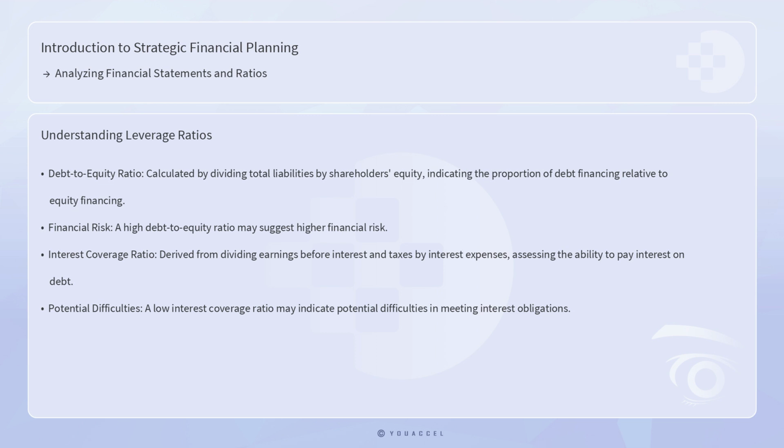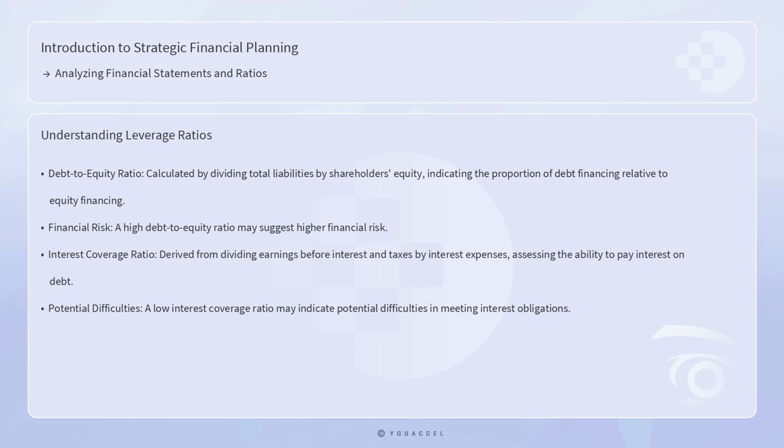Leverage ratios, such as the debt-to-equity ratio and interest coverage ratio, evaluate the company's financial structure and its ability to meet long-term obligations. The debt-to-equity ratio, calculated by dividing total liabilities by shareholders' equity, indicates the proportion of debt financing relative to equity financing. A high debt-to-equity ratio may suggest higher financial risk.